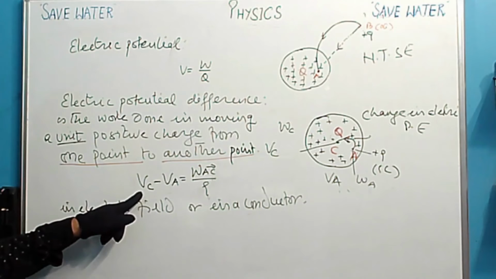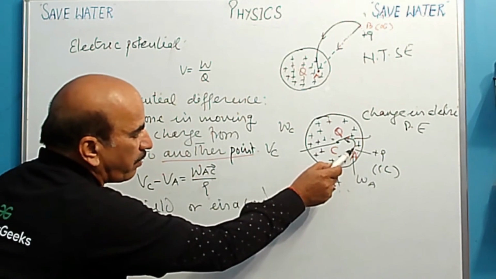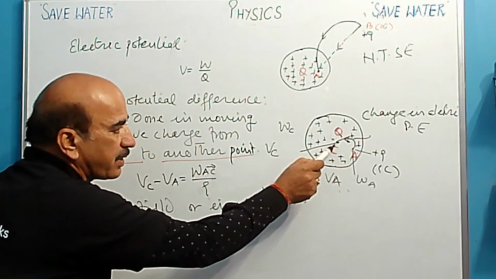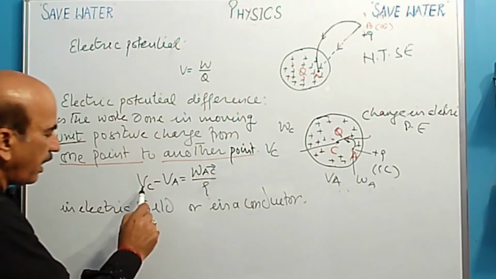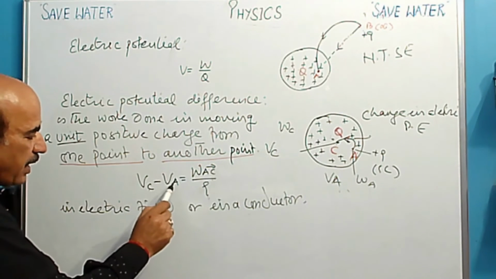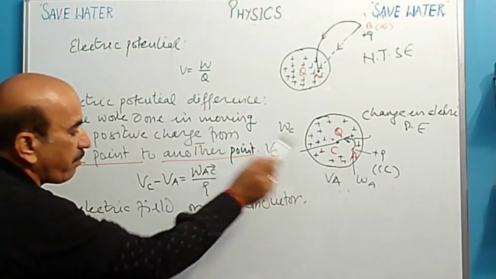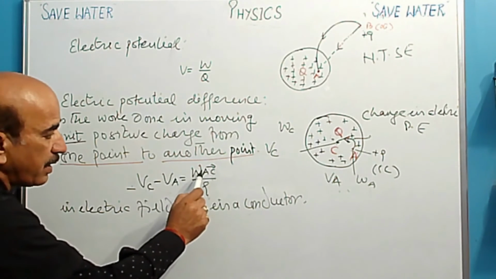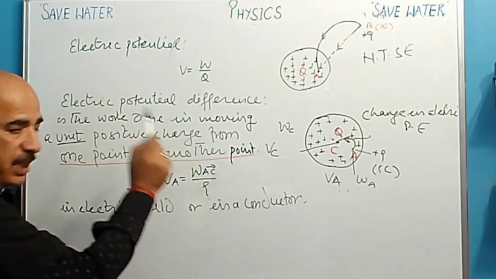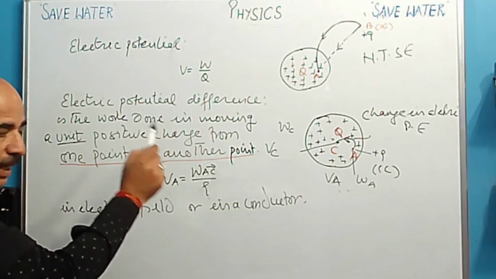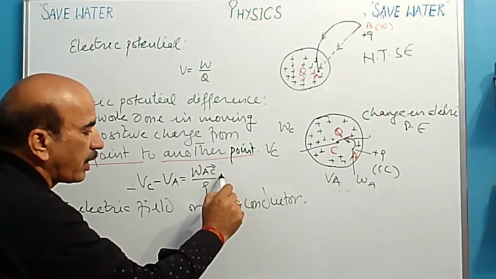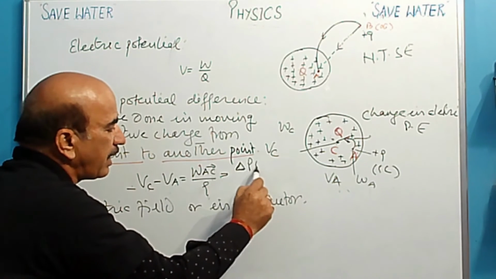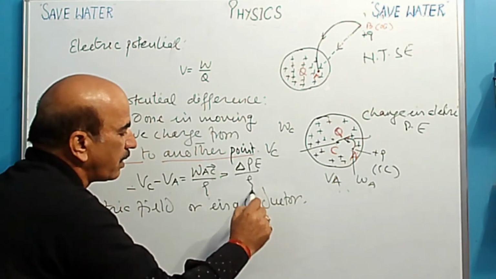Again, this is very important. Here, charge is moved from A to C. So at C, potential energy is higher, and at C, potential is higher. So therefore, we write VC minus VA. Never VA minus VC. This is the mistake sometimes done by the students. And work is done in moving the charge from A to C, and this is equal to the change in potential energy. This is delta, means ये जो triangle का sign होता है, difference in potential energy upon Q.